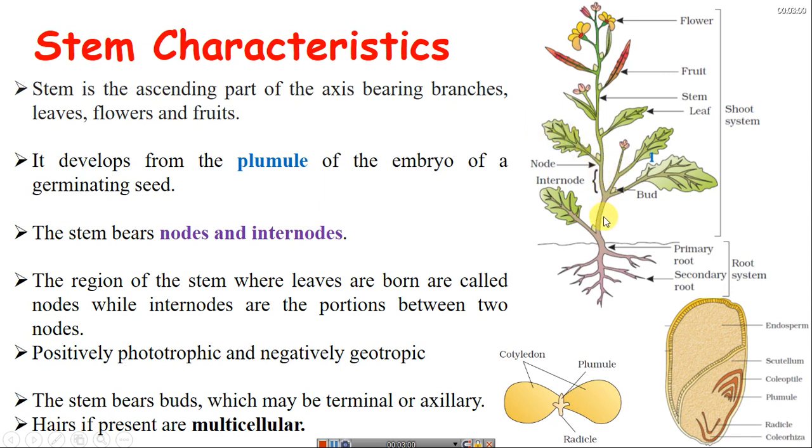Now if the stem bears hair, they will always be multicellular. Unlike the hair present in the root, which are unicellular in nature, the hairs borne by stems, if at all, will be multicellular in nature, means made up of more than one cell.